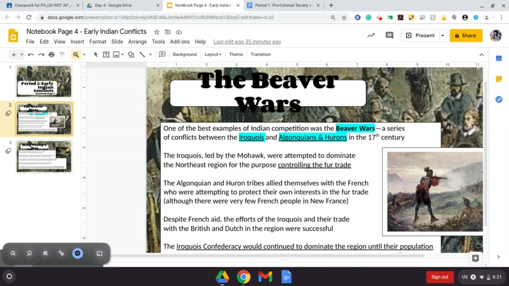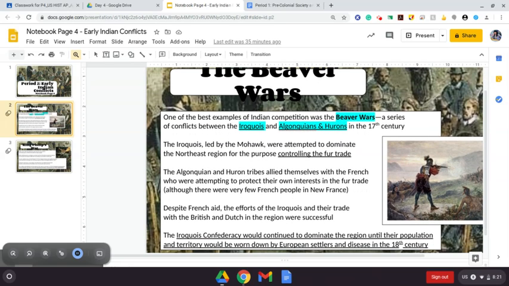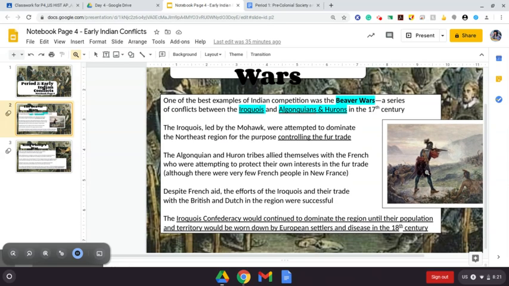It was a series of conflicts between the Iroquois and the Algonquians and Hurons in the 17th century. The Iroquois, led by the Mohawk, attempted to dominate the northeast region for the purpose of controlling the fur trade. The Algonquians and Huron tribes allied themselves with the French, who were attempting to protect their own interests in the fur trade, although there were very few French people in New France.